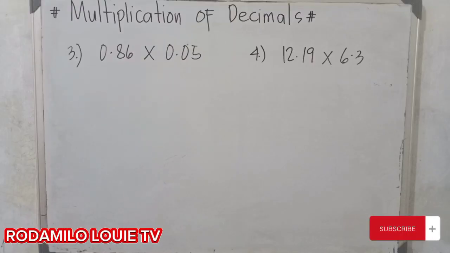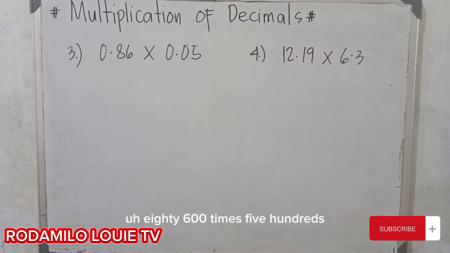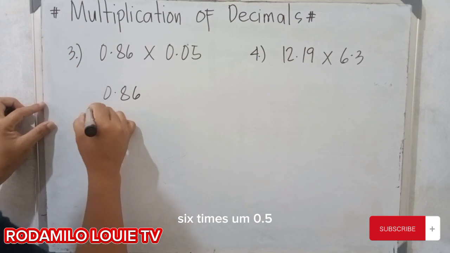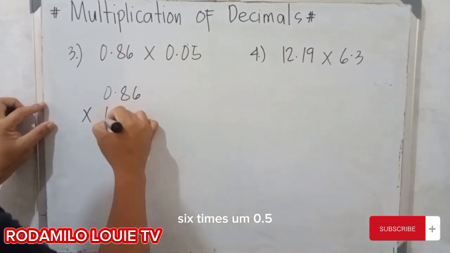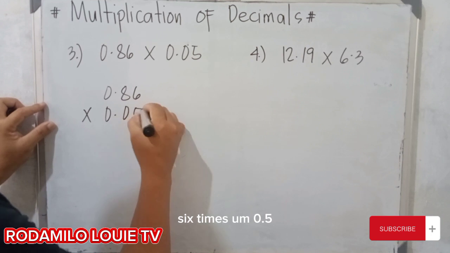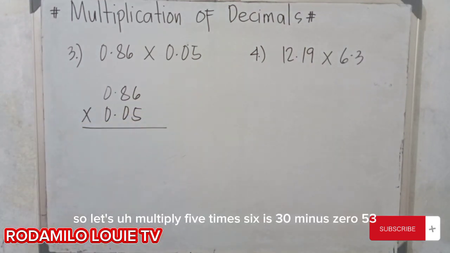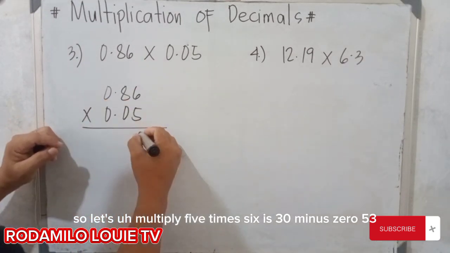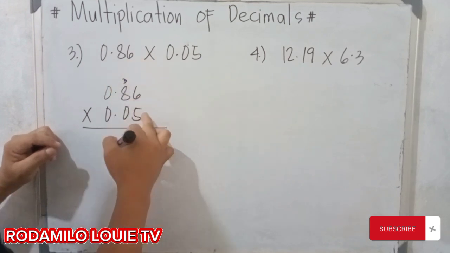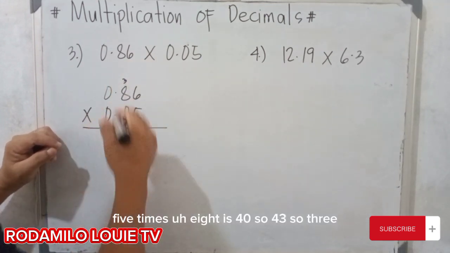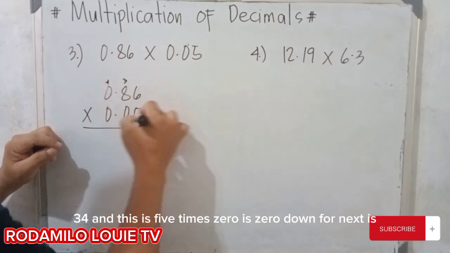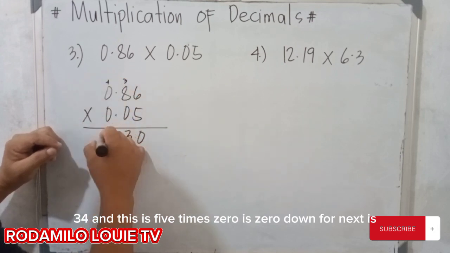Next is 3 and 86 hundredths times 5 hundredths. So first, we multiply 0.6 times 0.5. So let's multiply. 5 times 6 is 30, bring down 0, carry 3. 5 times 8 is 40, so 43. So 34, and this is 5 times 0 is 0, bring down 4.